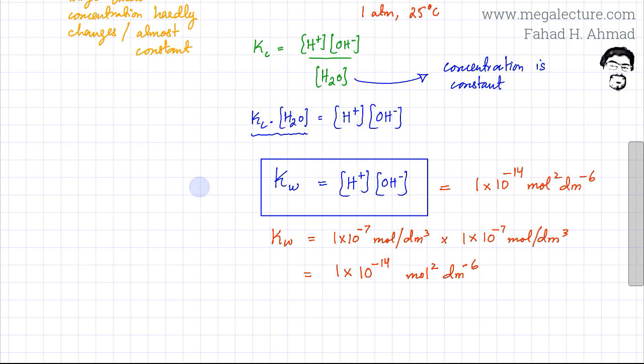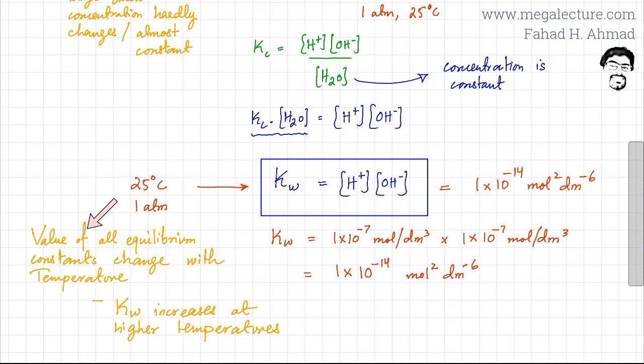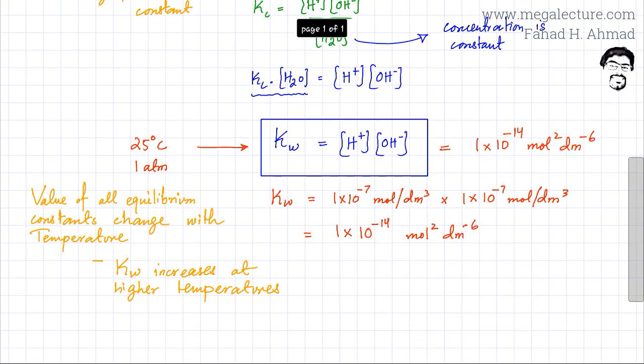But this value of Kw is only true under standard conditions, at 25 degrees centigrade and 1 atm pressure. Temperature is the only thing that changes the value of equilibrium constants. So if you change temperature, the value of equilibrium constant Kw would also change. So I've written this down, that the values of all equilibrium constants change with temperature. As long as you're not changing temperature, the equilibrium constant Kw is going to remain 1 into 10 to the minus 14. But what happens if you increase temperature?